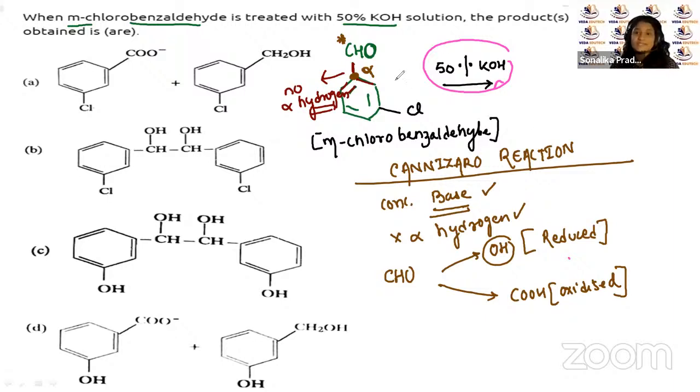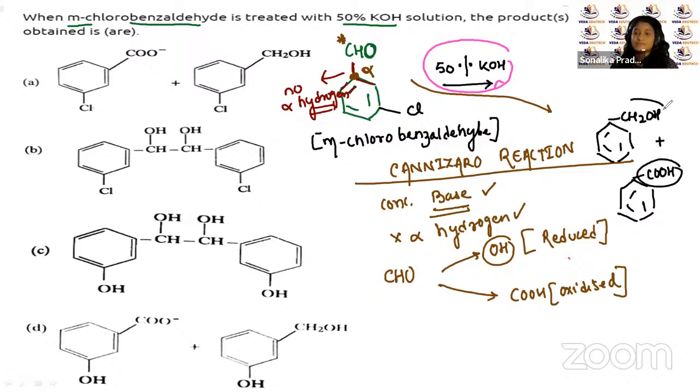Now this is CHO. When this gets converted into alcohol, what are you going to get, children? You are going to get a benzene ring, CHO becomes CH2OH, plus, then what do we have? It gets oxidized as well. When it gets oxidized, you have COOH. So this is going to be your answer.